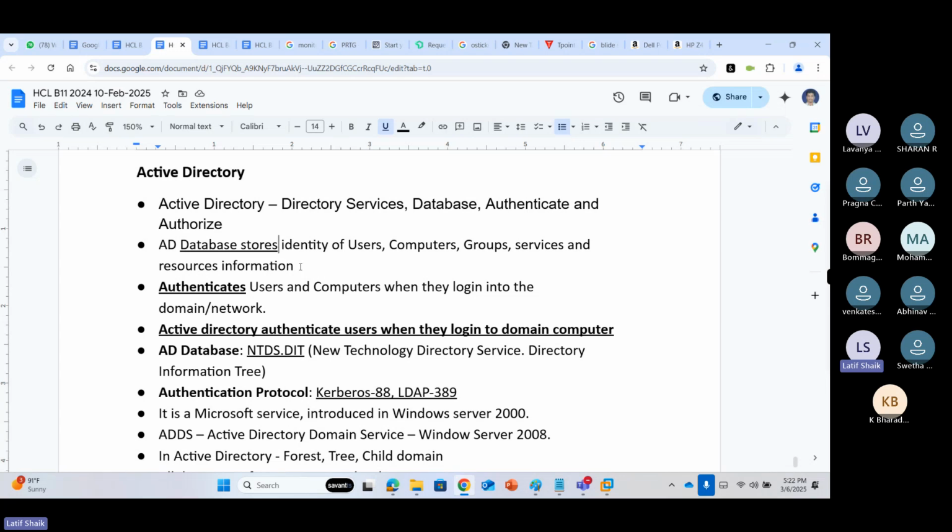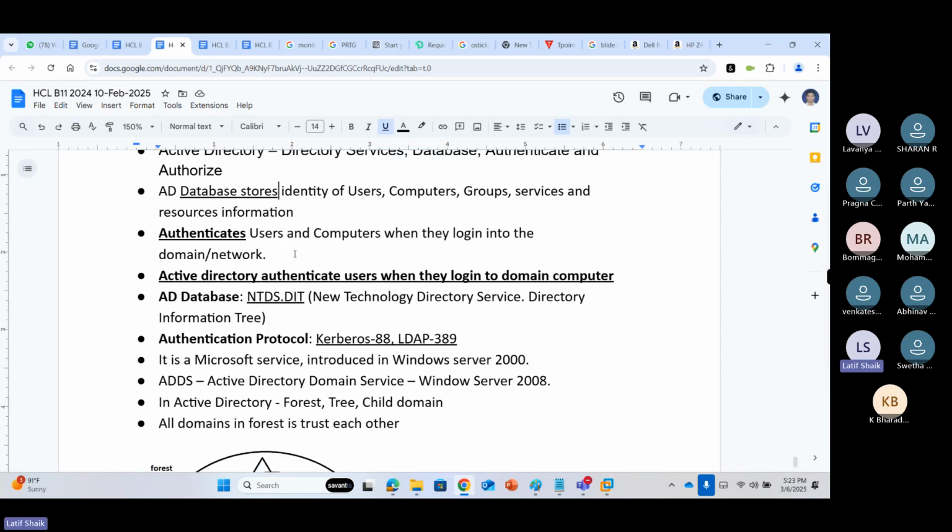That is part one. Second part: whenever the users in the database, the domain users, log into domain computers and access domain resources, at that time the Active Directory service in the domain controller will authenticate those users and authorize them, providing access permissions. These are the two services of Active Directory.